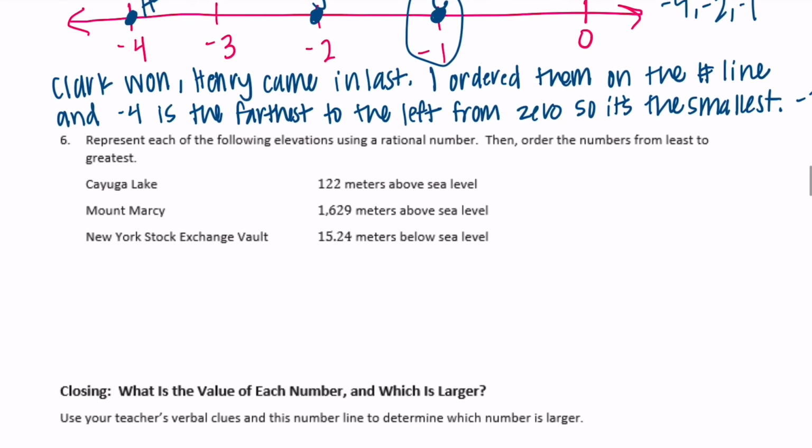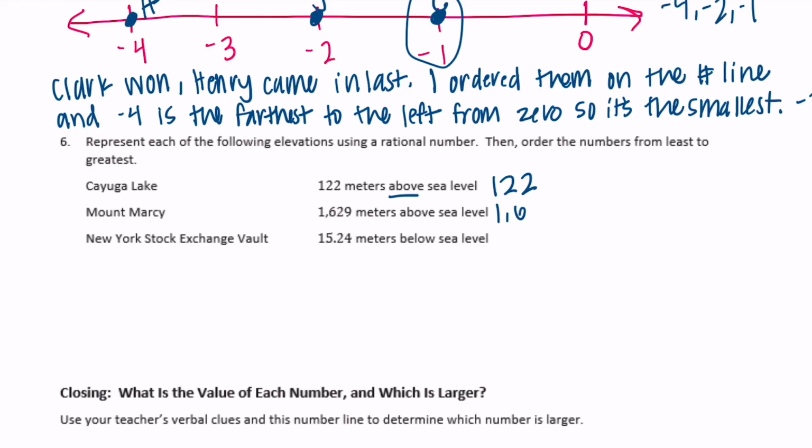Number 6. Represent each of the following elevations using a rational number, then order the numbers from least to greatest. So, Cayuga Lake, 122 meters above sea level, so that means it's positive 122. 1,629 meters above sea level for Mount Marcy, so above again means that's positive 1,629. And then 15 and 24 hundredths meters below sea level, that would be negative because it's below.